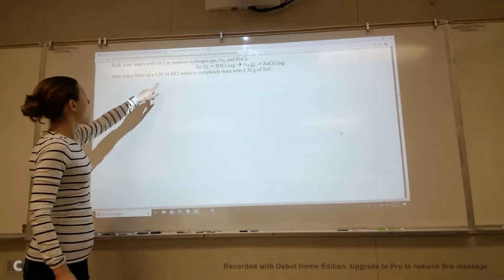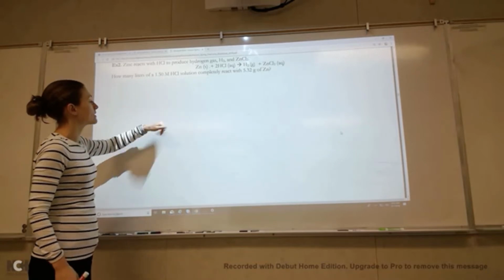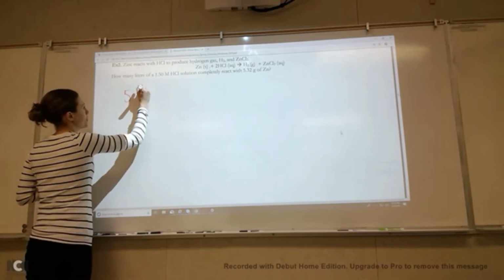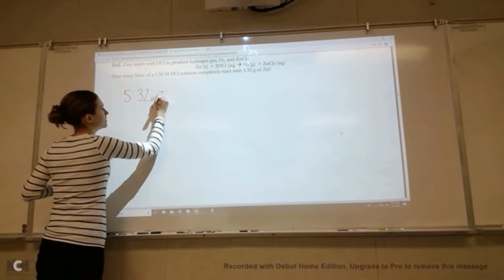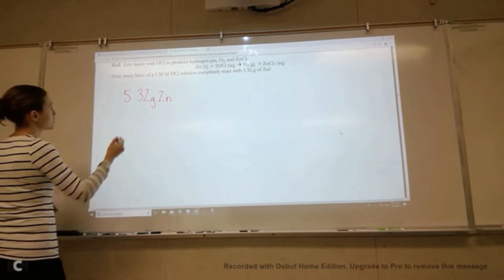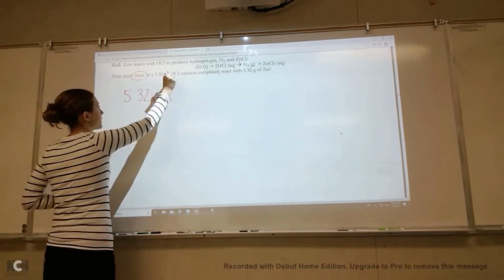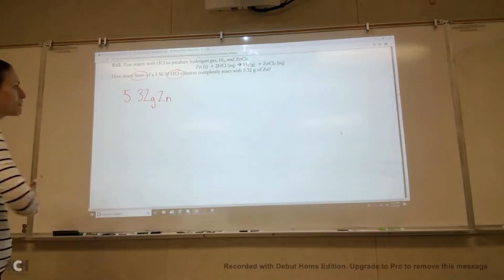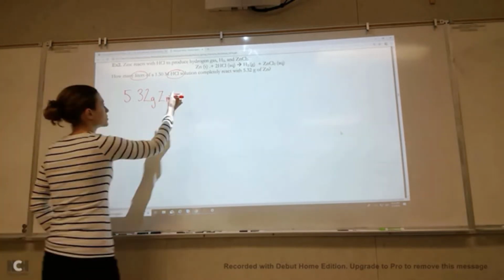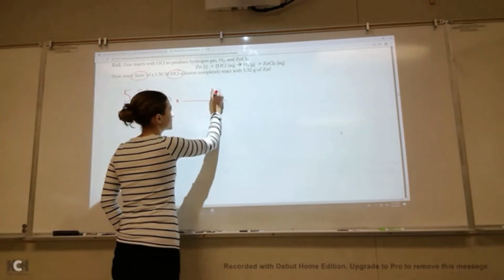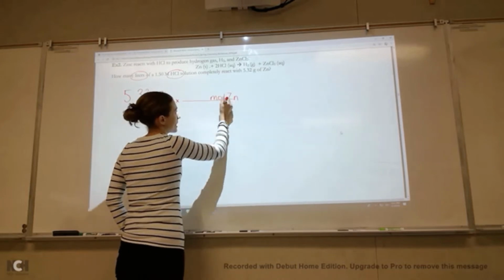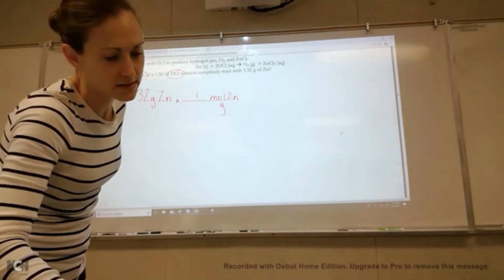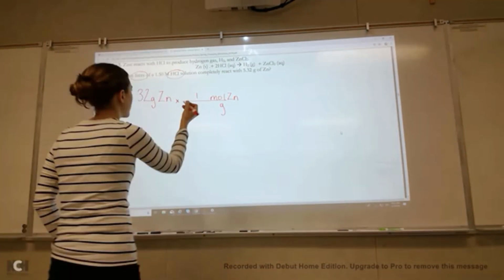So keep in mind, I'm going to be using my concentration as a conversion factor. So my given here, what I start with, is 5.32 grams of zinc. Okay? And I'm eventually going to try and get into liters of HCl. Okay? So let's see how I do that. Well, I need to get into moles of HCl before I can even think about liters of HCl. So I'm going to first get into moles of zinc so that I can use my mole to mole ratio. Okay? So I need to put the molar mass of zinc. So the molar mass of zinc is 65.38 grams per mole.